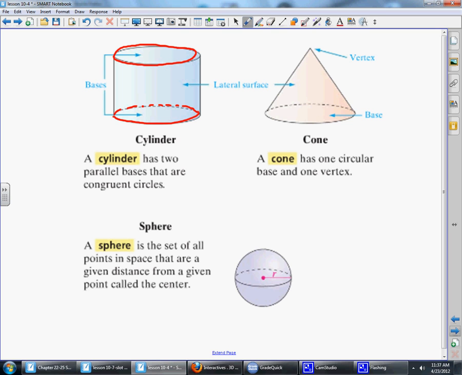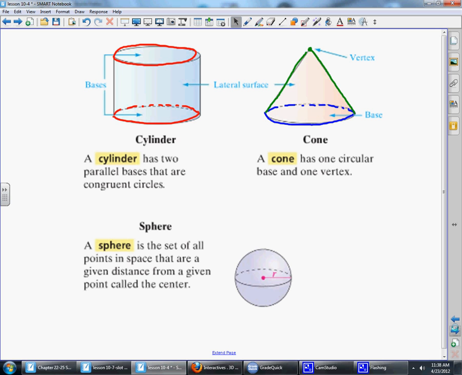This here is a cone, and the cone has a circular base, and then it has one vertex, and this is the vertex up here. If you think about this, this is like an ice cream cone. When you get a sugar cone, it has that paper that's wrapped around the bottom for sanitary reasons. That's what makes up that lateral surface that goes to a vertex.